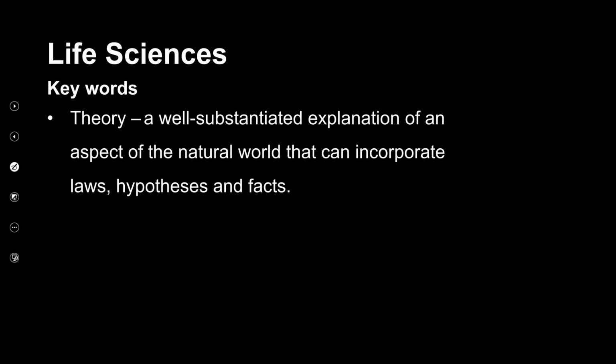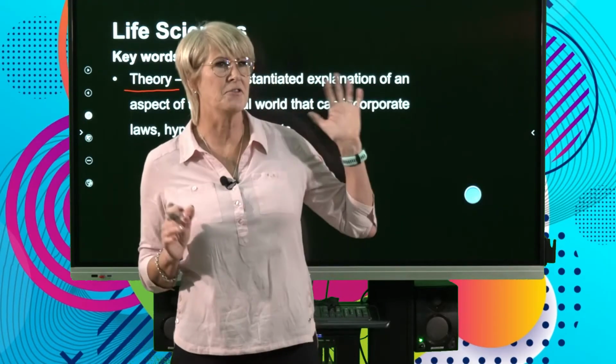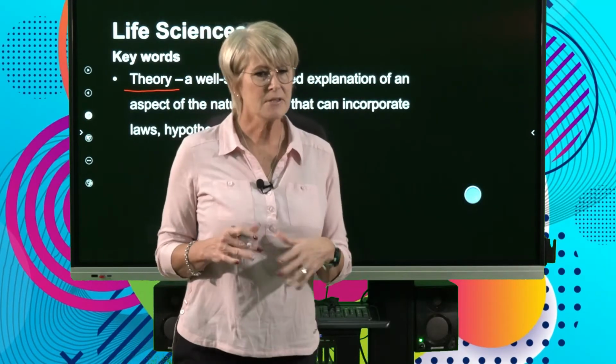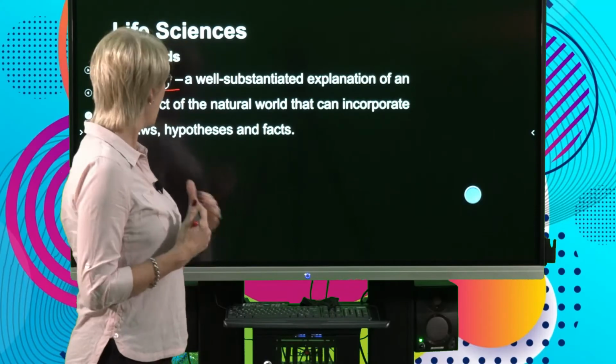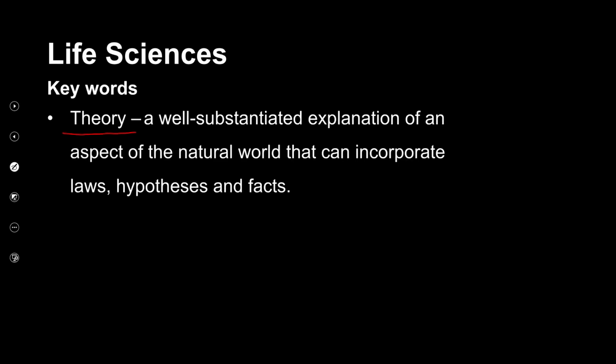Then we're going to have a look at the term theory. A theory is a well-substantiated explanation of an aspect of the natural world that can incorporate laws, hypotheses, and facts. So a theory isn't just something that somebody thought about and said, okay, I have a theory. In a scientific theory, we have laws, hypotheses, and facts that actually back up that theory.